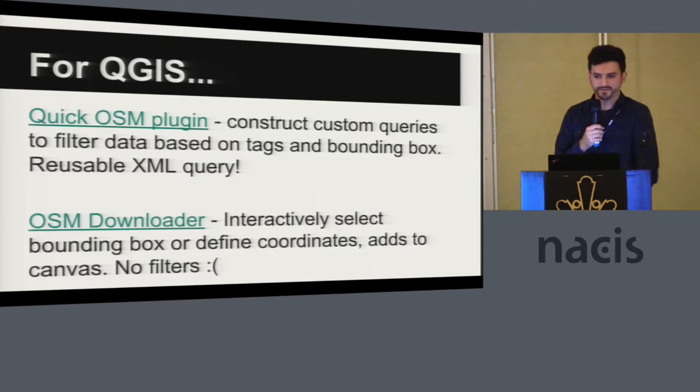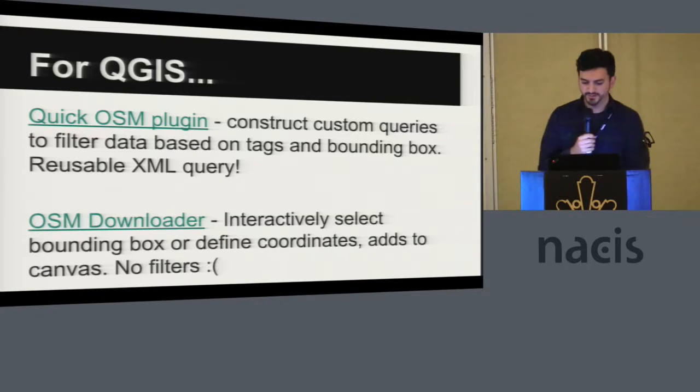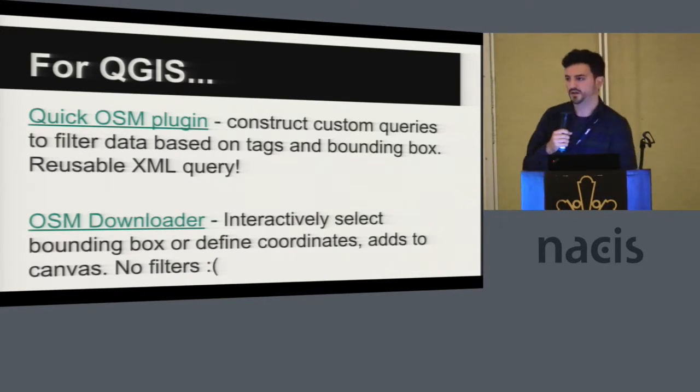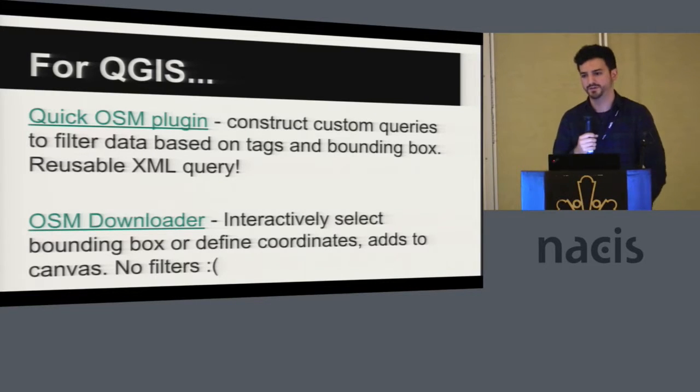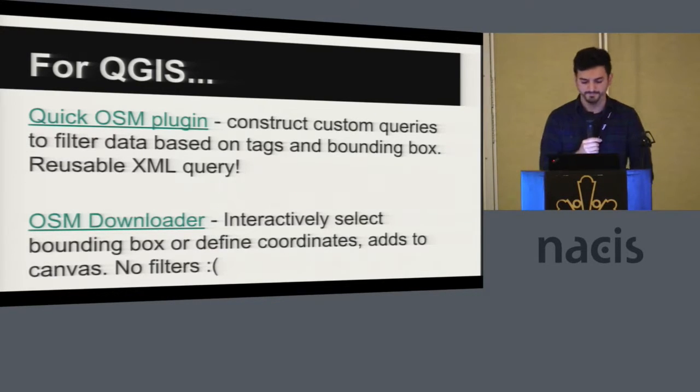So for QGIS, if you're working in the QGIS open source software package, there are two plugins. The QuickOSM plugin is really great. It's my favorite for getting OpenStreetMap data. You can construct custom queries and filter data based on the XML tags, which is really nice. And it's also based on a bounding box or a shapefile. So if you have a shapefile of a city you're working in, you can download the data just for the area within that shapefile.